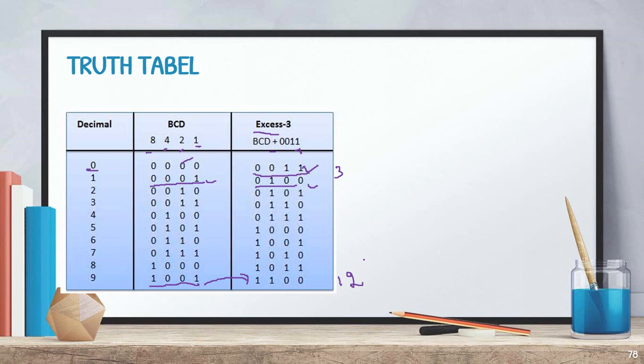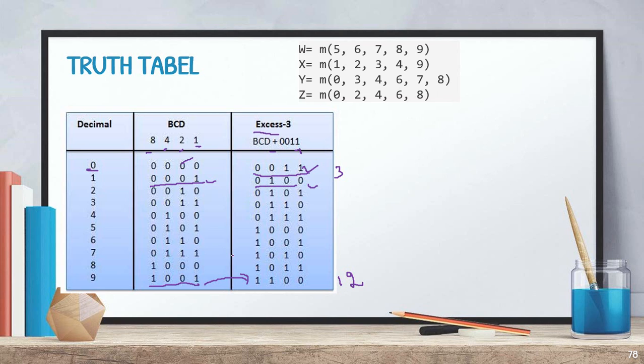Now the next condition: what happens to the other numbers? If it is 4-bit, we know the range is 0 to 15. So after 9, that is 10, 11, 12, 13, 14, 15, what happens? What is the output for those numbers? We cannot represent them in BCD, so we do not care about the output either. For that condition, we take it as a don't care condition.